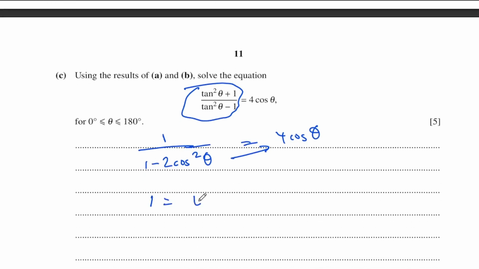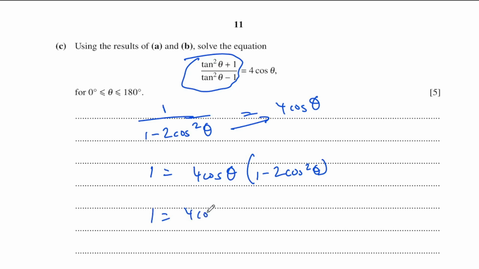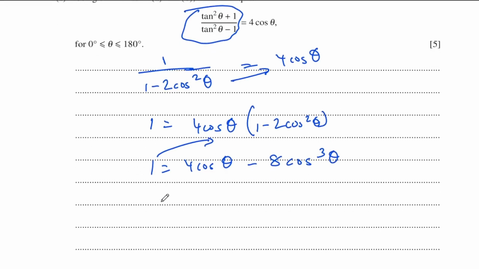1 equals 4 cos theta times 1 minus 2 cos squared theta. This becomes 1 equals 4 cos theta minus 8 cos cubed theta, right? Take this to the other side, and this ends up becoming negative 8 cos cubed theta plus 4 cos theta minus 1 equals 0.